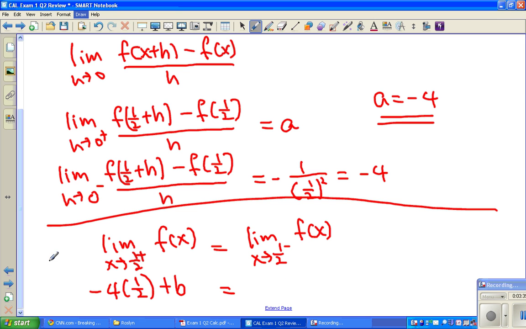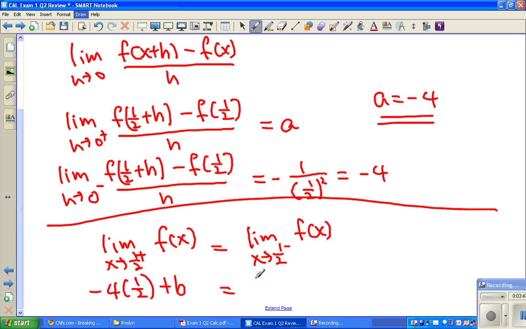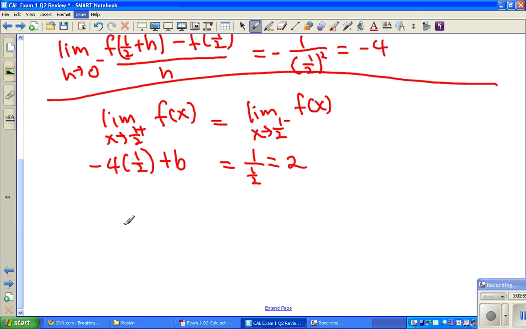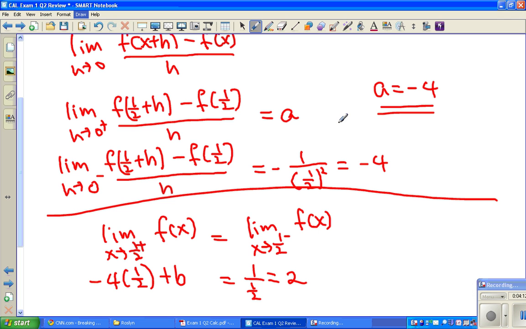On the other hand, looking at the upper expression, we end up getting 1 over 1/2, which is in fact equal to 2. When you simplify this one, on the left side we have negative 2 plus b is equal to 2. Hence, b will be equal to 4. There it goes. b has to be equal to 4, and a has to be equal to negative 4. That becomes our final answer.